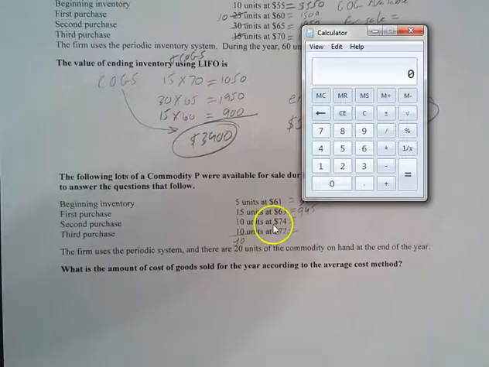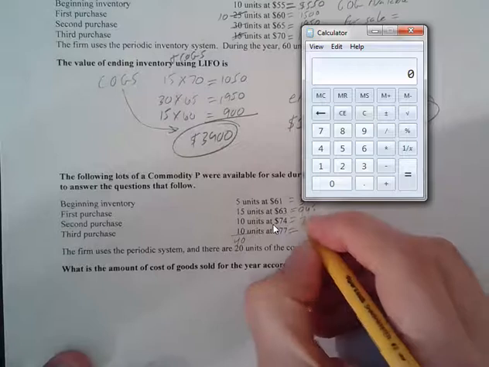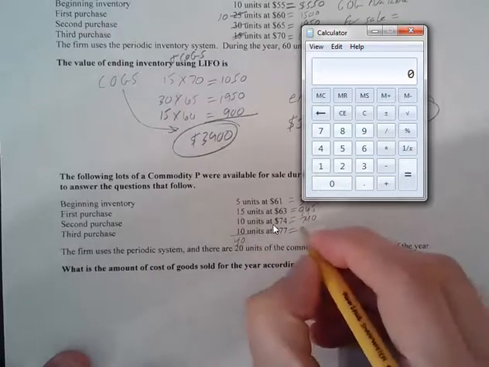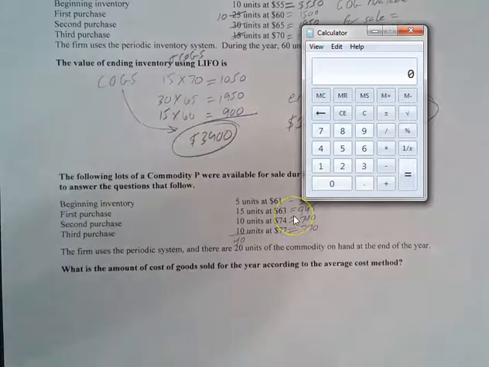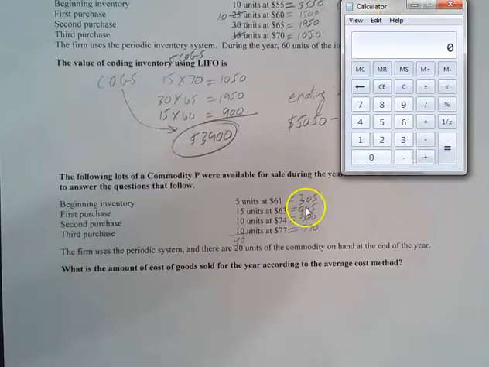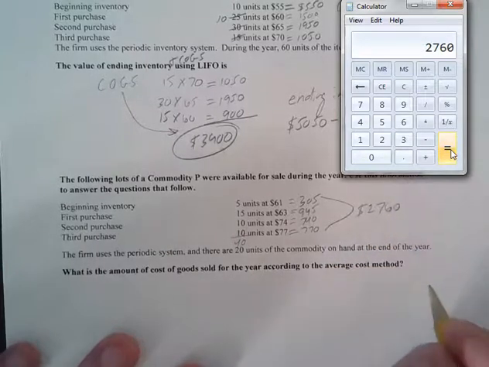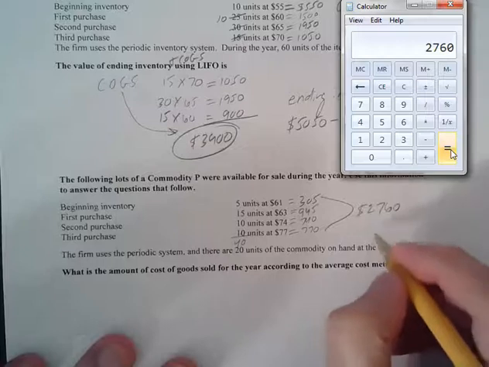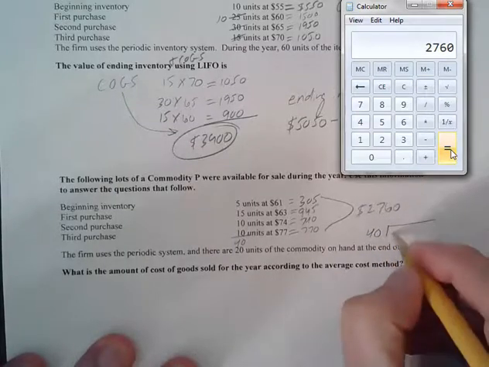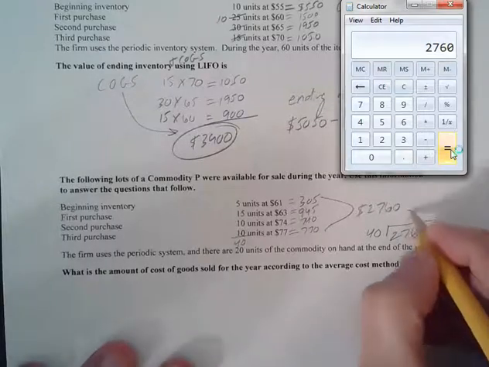All right, and then 10 times $74 is $740, and 10 times 77 is $770. Okay? So we had 40 units that cost us $305 plus $945 plus $740 plus $770. And that gives us $2,760.